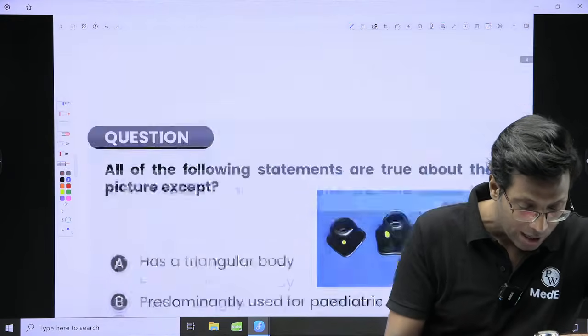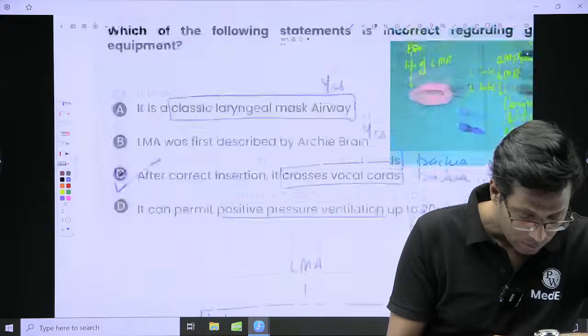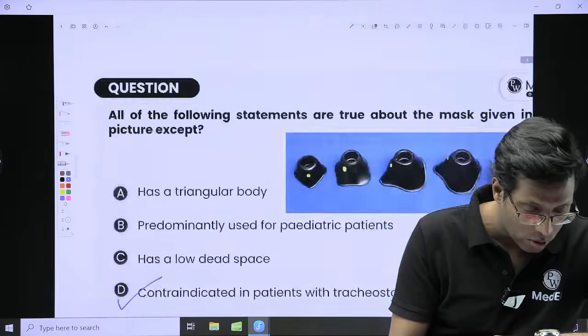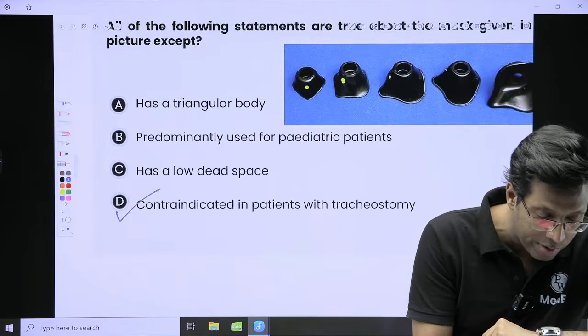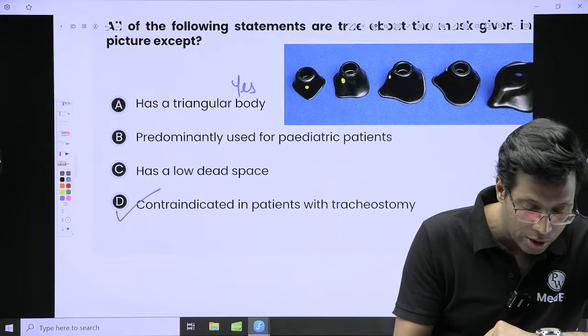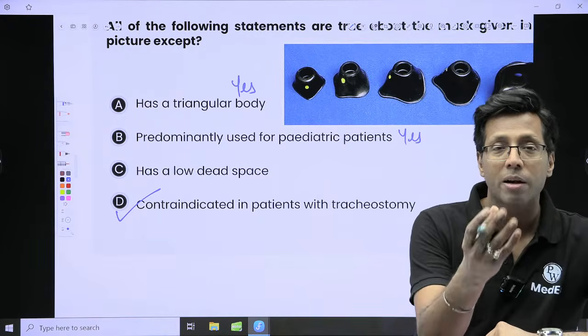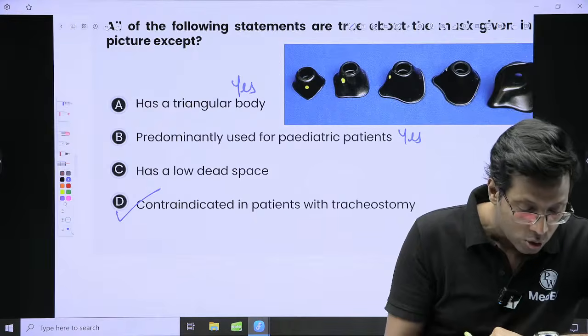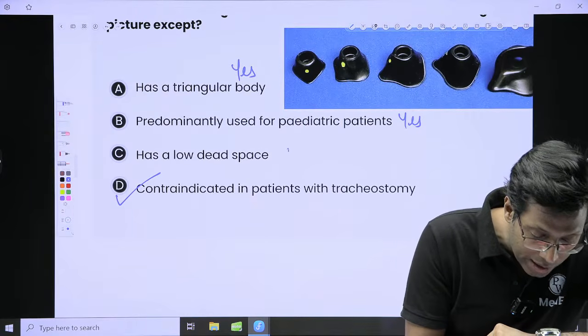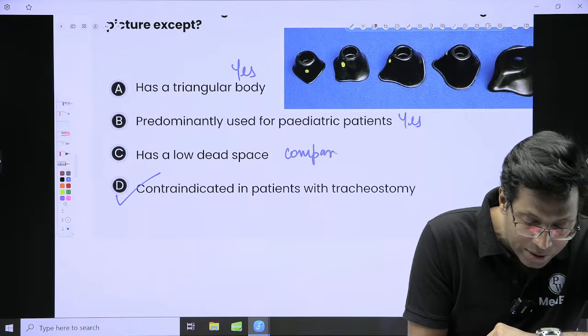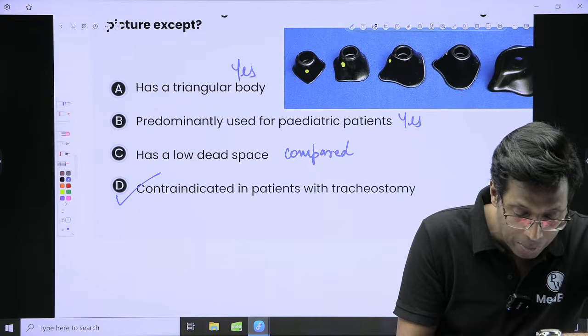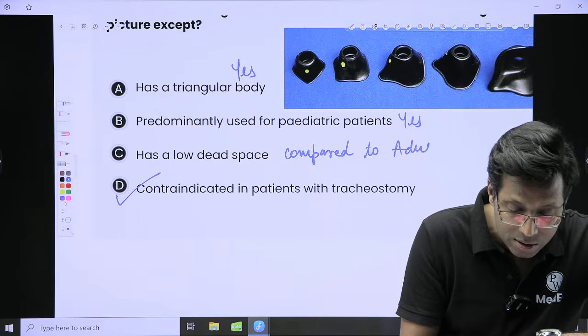Okay, so let me tell you now. Wait. When we were talking about this, it is a triangular body. Everyone agrees? Yes. Predominantly used for pediatric. Yes. A pediatric child's face is also small. So compared to adult, it has low dead space. Let me complete this sentence. It will become easy compared to adult mask or different mask.